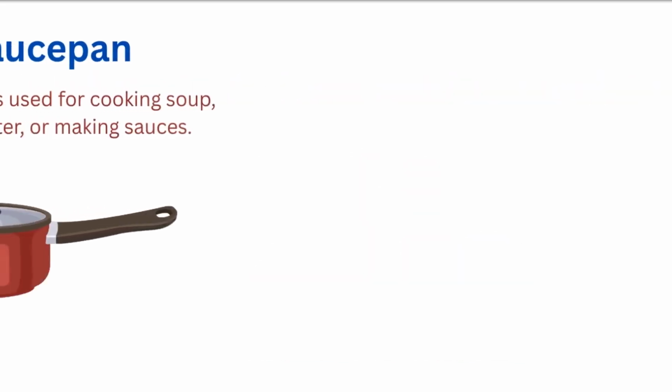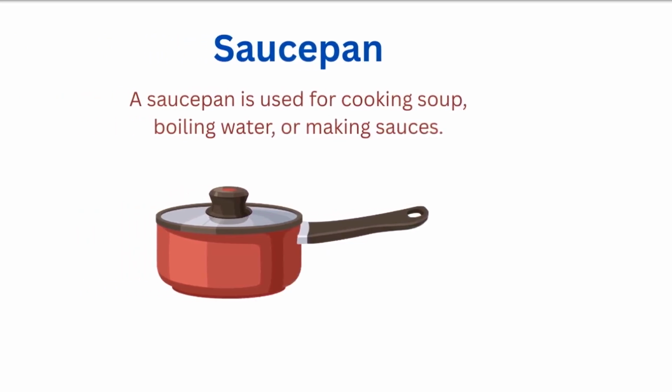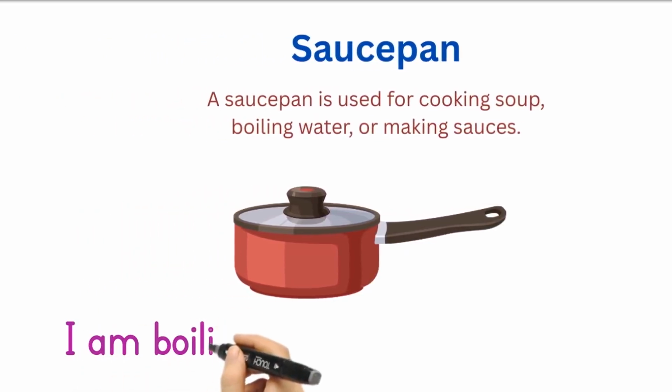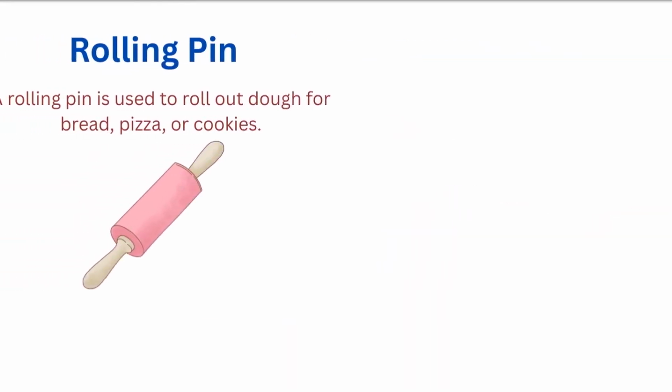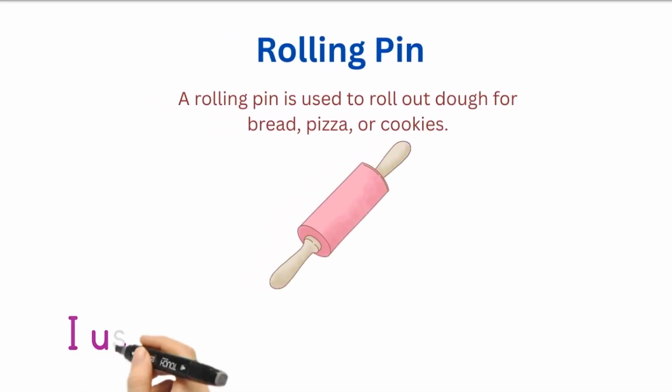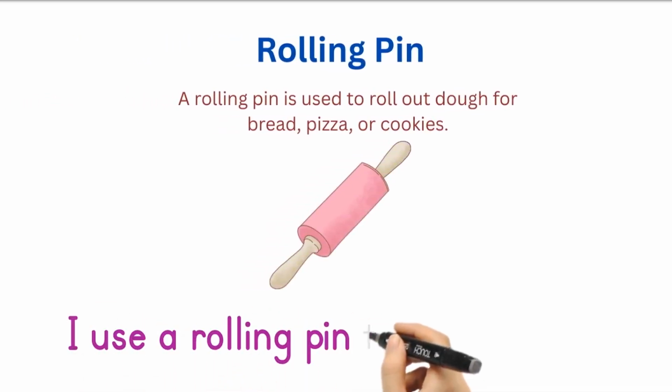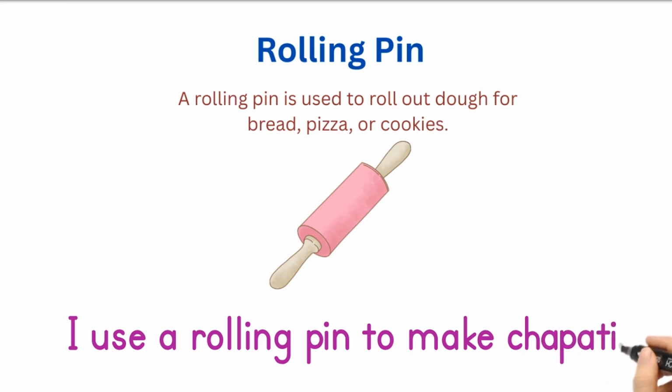Saucepan. A saucepan is used for cooking soup, boiling water, or making sauces. Example, I am boiling pasta in a saucepan. Rolling pin. A rolling pin is used to roll out dough for bread, pizza, or cookies. Example, I use a rolling pin to make chapati.